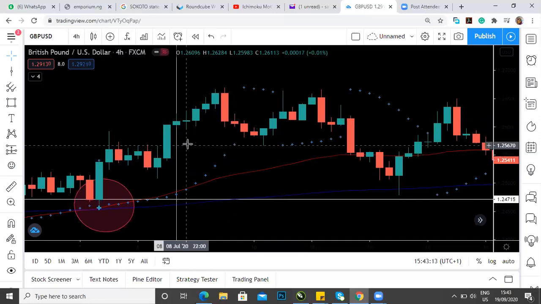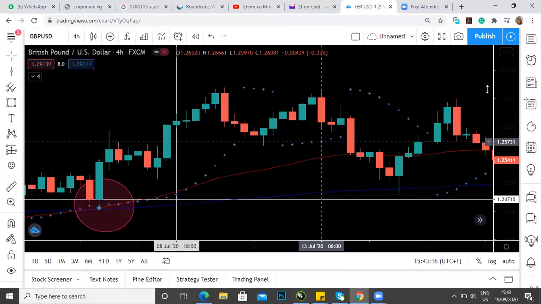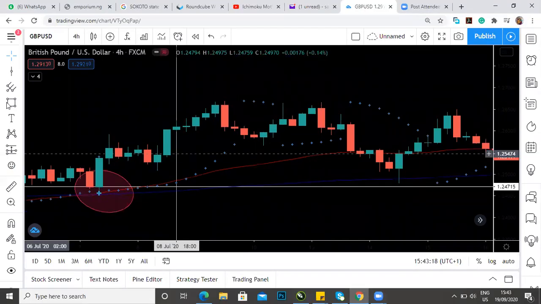So when the candle closed, now I'm checking the chart on 4 hours. Now let's say I entered my trade here.